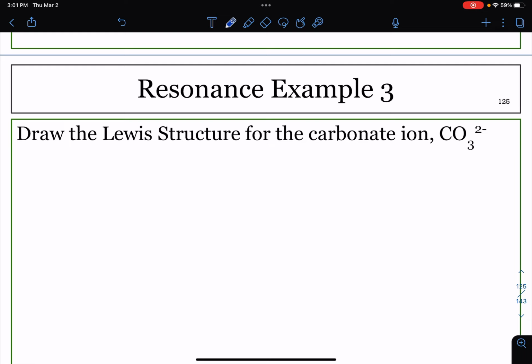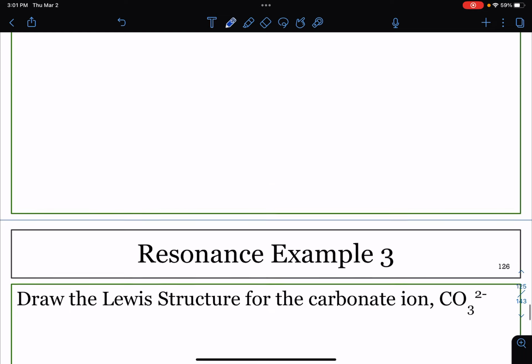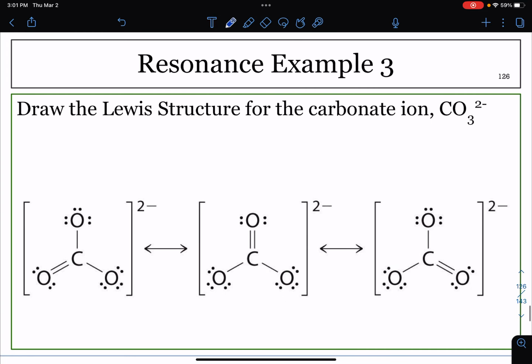Go ahead and pause to see if you can work this one out. And here is the answer for the carbonate ion. We have 3 resonance structures. There are 3 oxygens bonded to carbon. So each one is going to take a turn, so to speak, with a double bond, even though there actually are no double bonds and no single bonds. These are, again, 1 1/3 bonds.